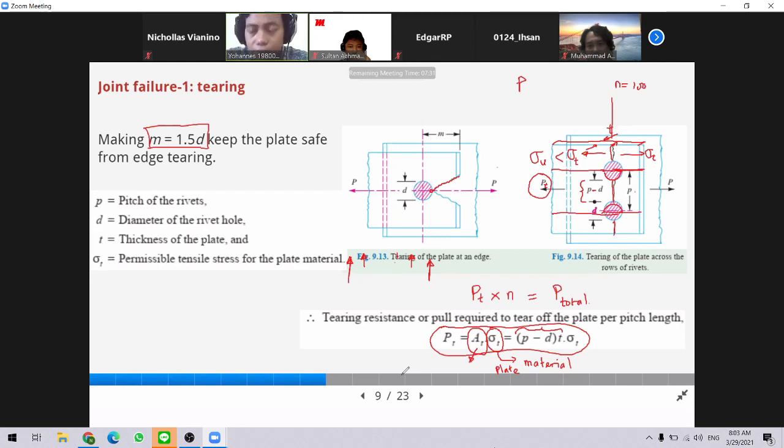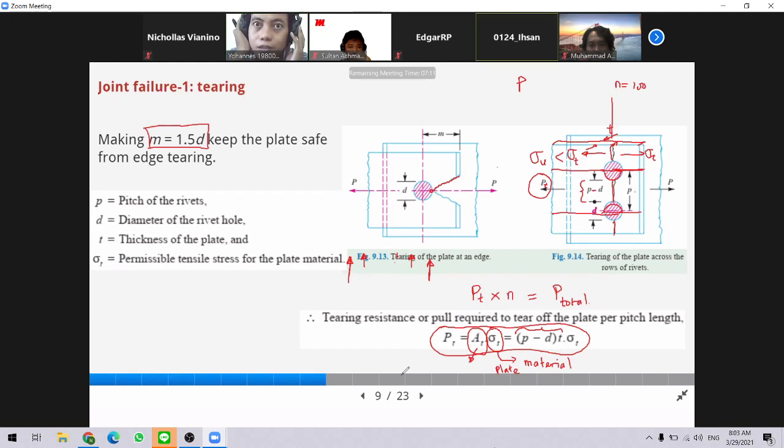If it is circular, maybe yes. Yeah, maybe yes. But usually in the design, we just multiply by the number of rivets. So it is okay.